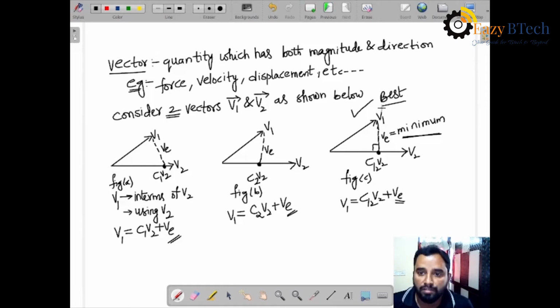So the best method of approximation is to draw a perpendicular from the end of V1 to V2. That will be the best method of approximation. V1 is equal to C12 V2 plus error VE. In this, error is minimum, so we consider the third figure out of many possibilities. That is the point here.